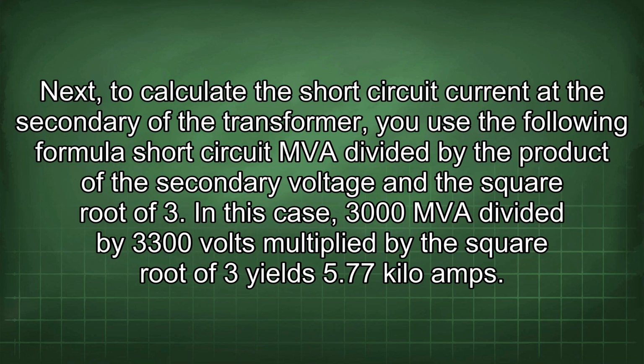Next, to calculate the short circuit current at the secondary of the transformer, you use the following formula: short circuit MVA divided by the product of the secondary voltage and the square root of 3. In this case, 3000 MVA divided by 3,300 volts multiplied by the square root of 3 yields 5.77 kiloamps.